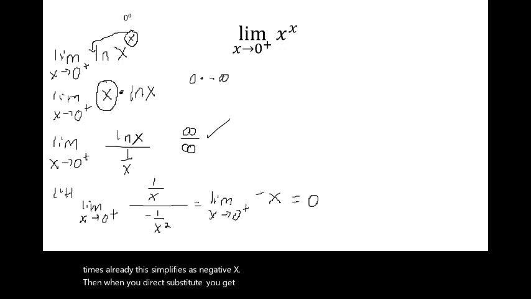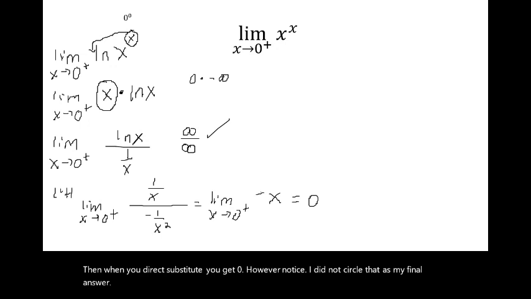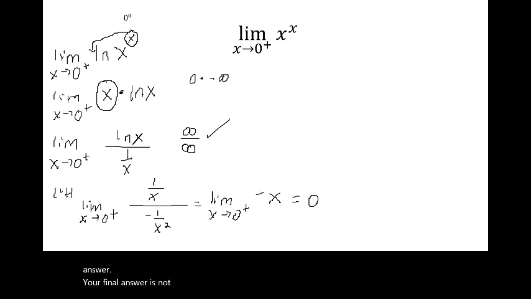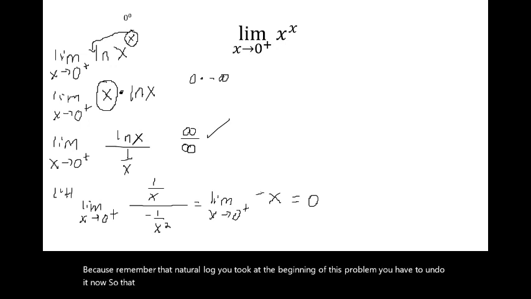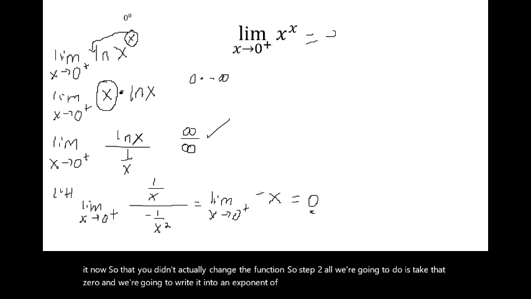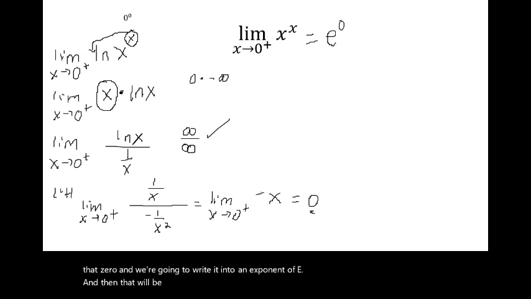However, notice I did not circle that as my final answer. Your final answer is not 0. Because remember that natural log you took at the beginning of this problem? You have to undo it now so that you didn't actually change the function. So step number 2, all we are going to do is take that 0 and write it into an exponent of e, and then that will be our final answer. So this limit will be e to the 0, which is 1. And then 1, that is your final answer.